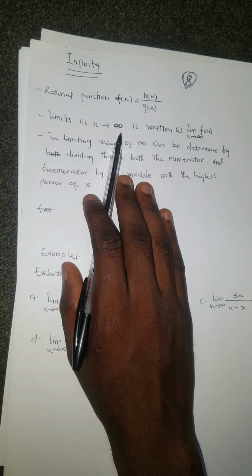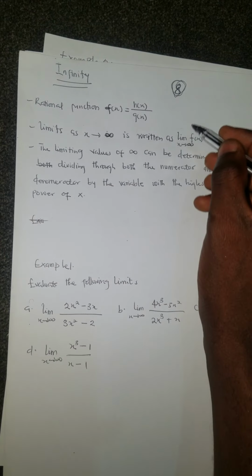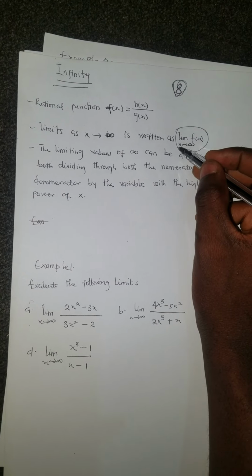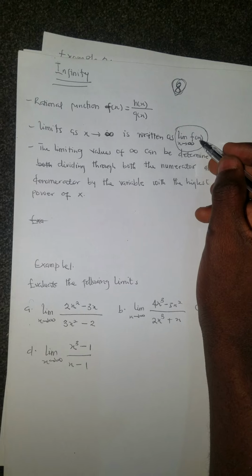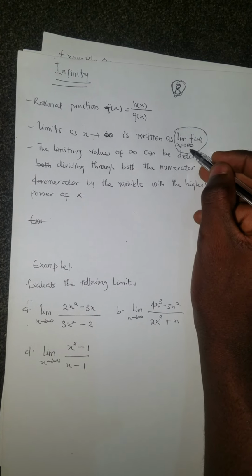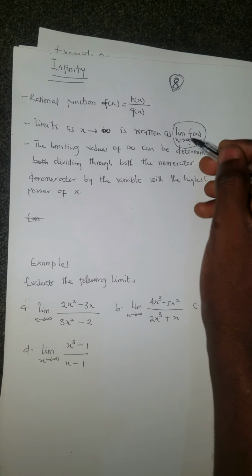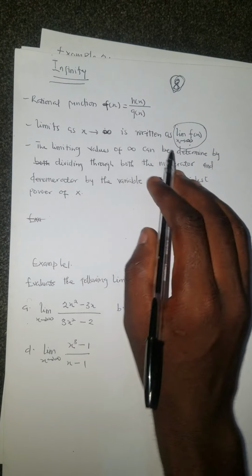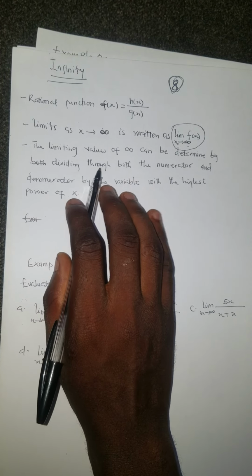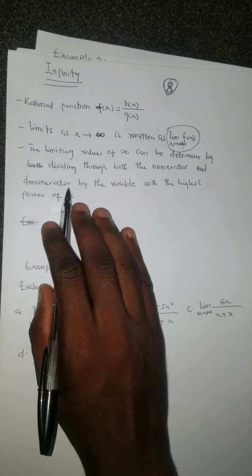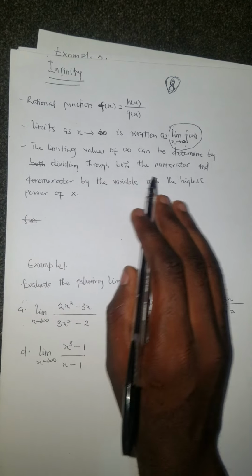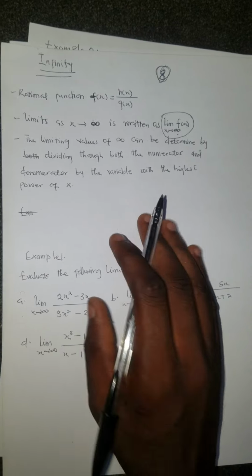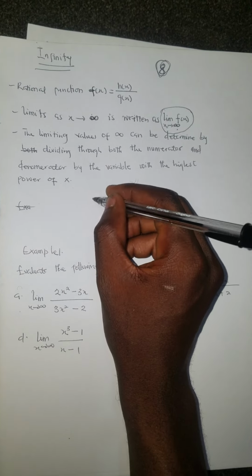Limit as x approaches infinity is written just the same as what we have been doing. Limit of rational function f of x as x approaches infinity. The limiting values at infinity can be determined by dividing through both the numerator and the denominator by the variable with the highest power of x.